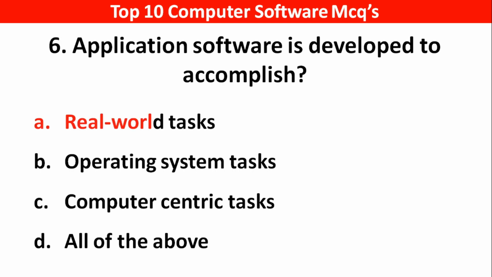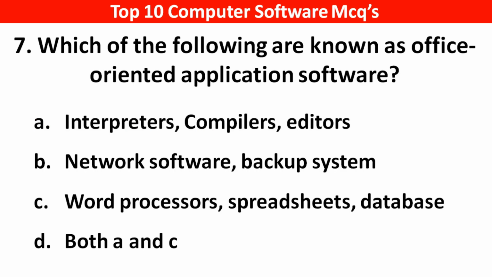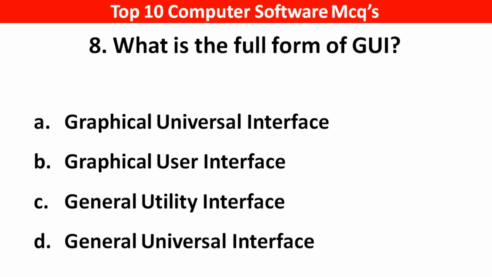Right answer is option A, real world task. Next question. Which of the following are known as office oriented application software? Options A, interpreters, compilers, editors. B, network software, backup systems. C, word processor, spreadsheets, database. D, both A and C. Right answer is option C, word processor, spreadsheets, database.